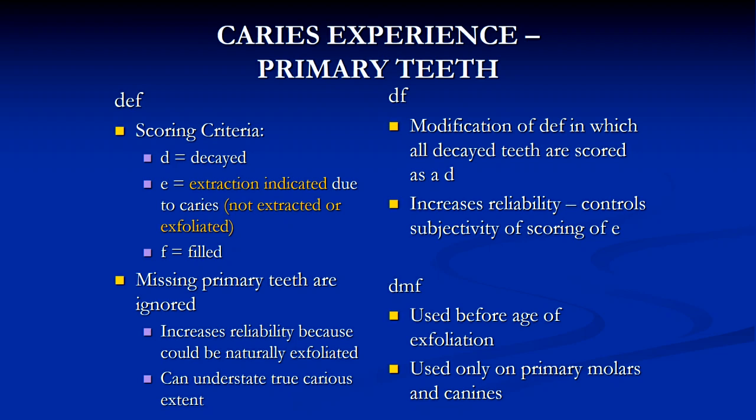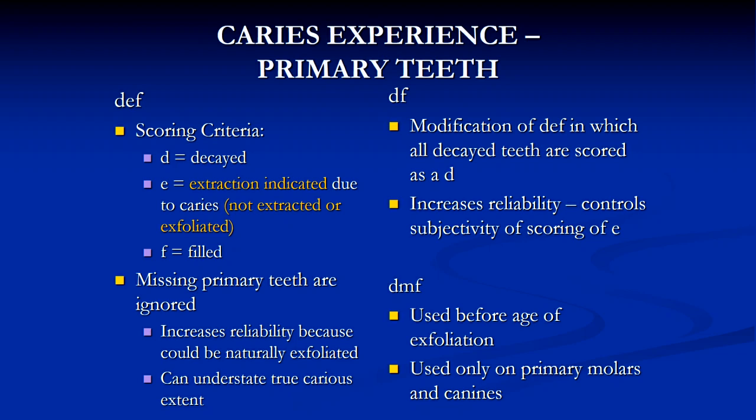It means that that tooth is so bombed out that it needs to be extracted. So that's what they count in the E section. Missing primary teeth are ignored simply because it makes it a little bit less reliable if we have to go on patient report as to why they're missing that primary tooth, because it could have been really naturally exfoliated as opposed to being removed for some other reason.